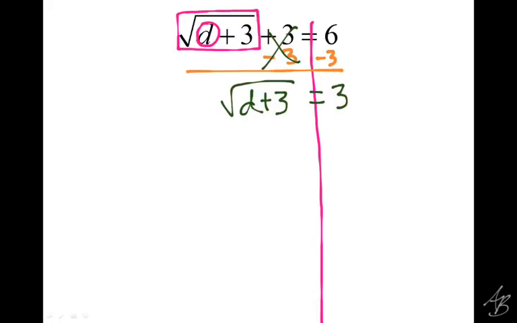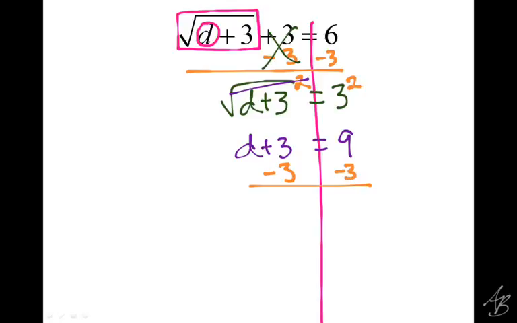And then square both sides. So now we have the square root by itself. We can get rid of the square root by squaring it. Square and square root cancel, leaving d plus 3 equals 9. 3 squared is 9, right? Then what? Subtract 3 on each side. The 3's cancel, leaves d equals 6.